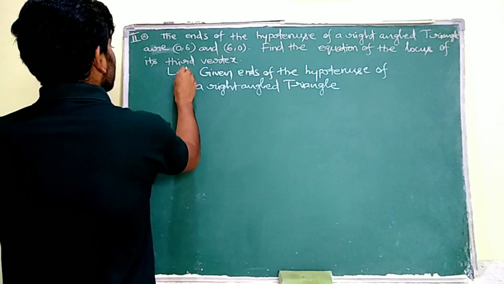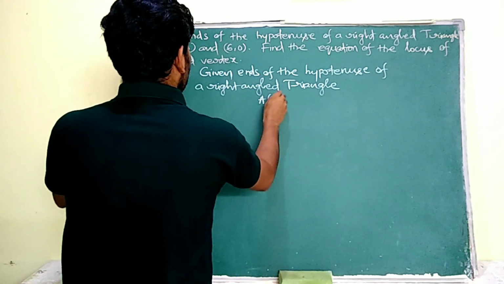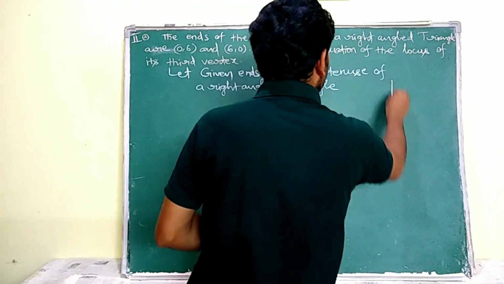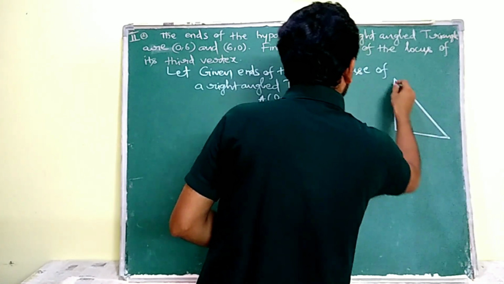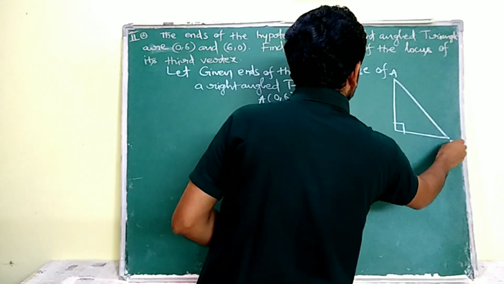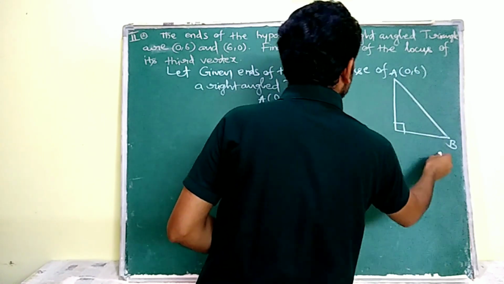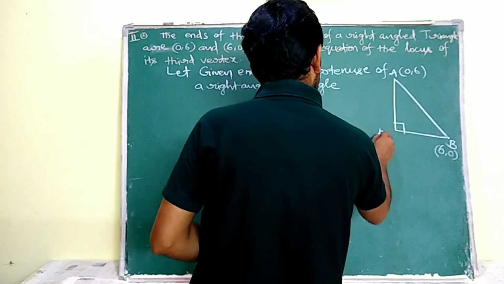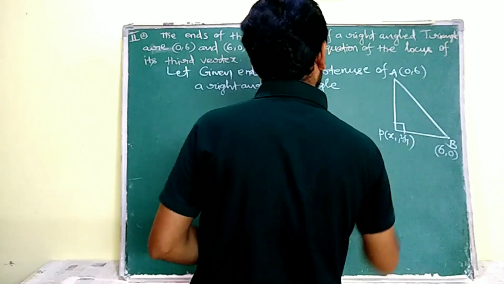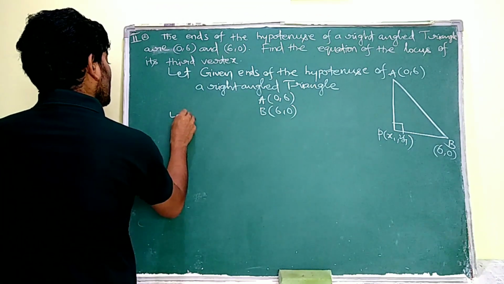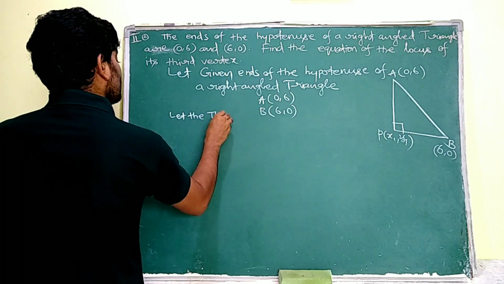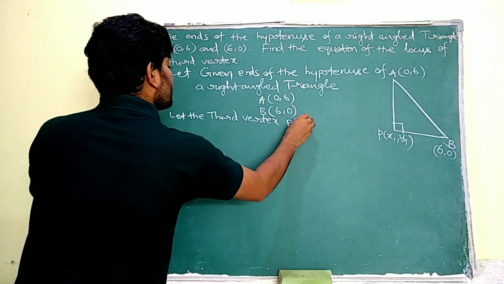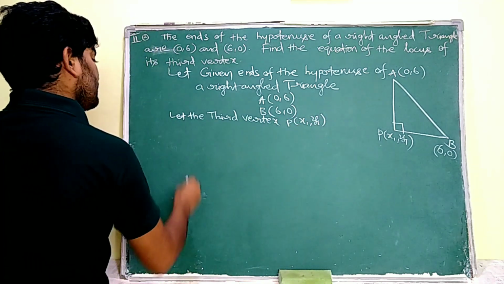Firstly we have to assume their names. Let the given points be A(0, 6) and B(6, 0). Firstly we write a right angle triangle and its vertices as A, B. A is taken as (0, 6) and B is taken as (6, 0). Let us suppose the third vertex is (x1, y1). Let the third vertex be (x1, y1).